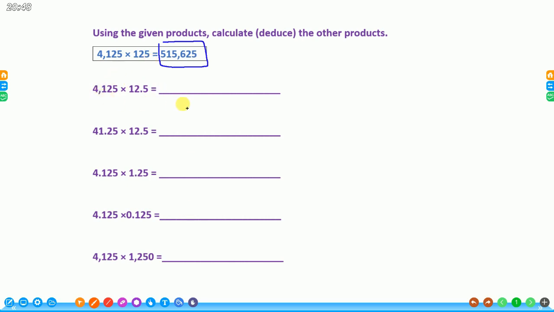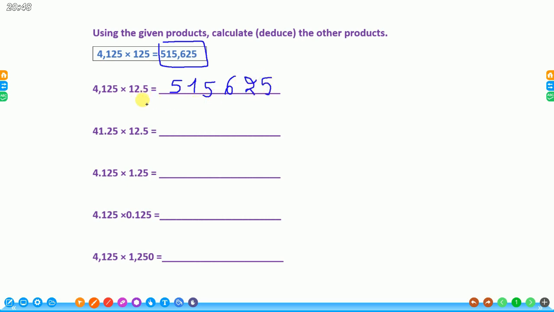So now let's start with the first operation, 4125 times 12.5. First step, we ignore the decimal point. We imagine that the decimal point doesn't exist. So here we multiply these two numbers as if we have 4125 times 125. And the answer of this product is already given. So we copy it first. It's 5, 1, 5, 6, 2, 5.